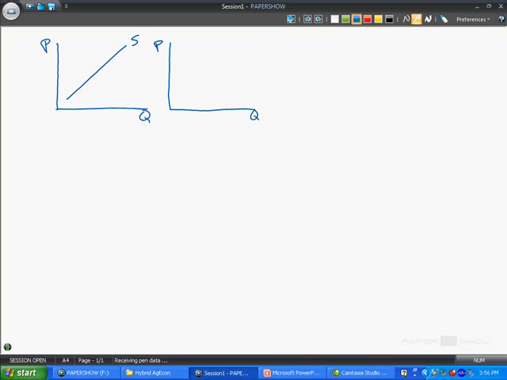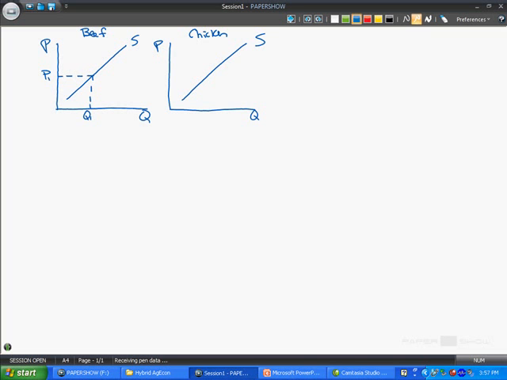So we're looking at supply, and let's look at substitutes first. So let's say we look at beef and chicken. So if you look at beef and chicken, very similar to demand, what we're going to do is we're going to start off with the original price. Where that hits the supply curve is our original quantity supplied.